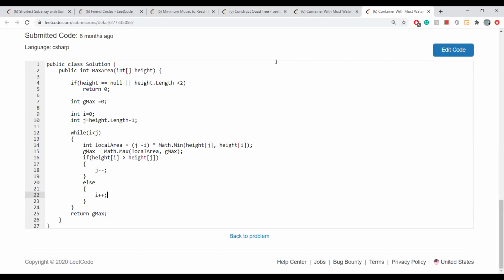Yeah, that's a good explanation. It makes it easy to remember this one. Yeah, thank you.